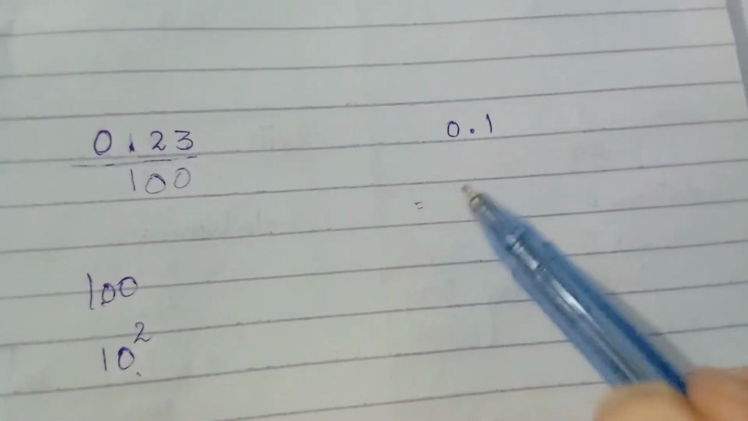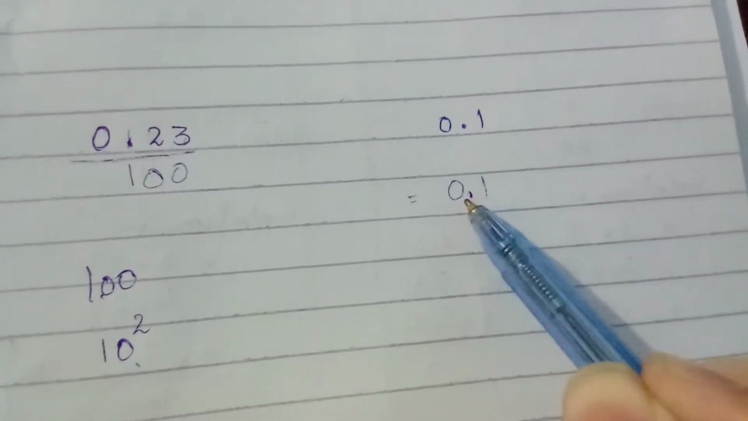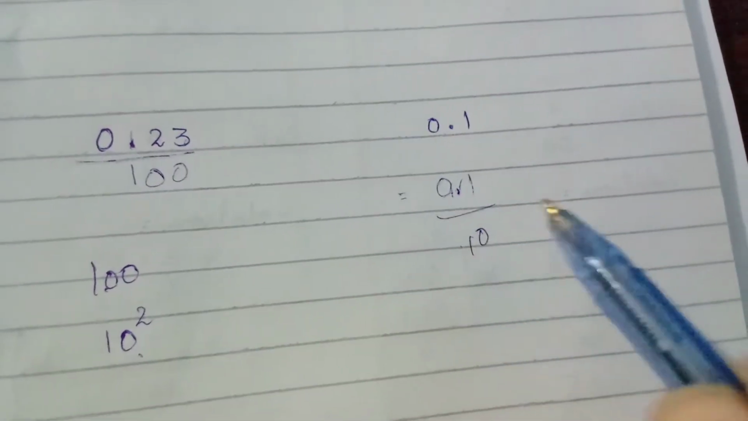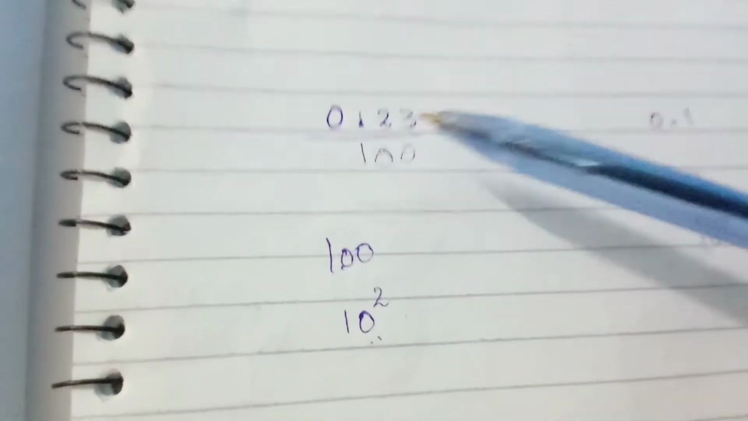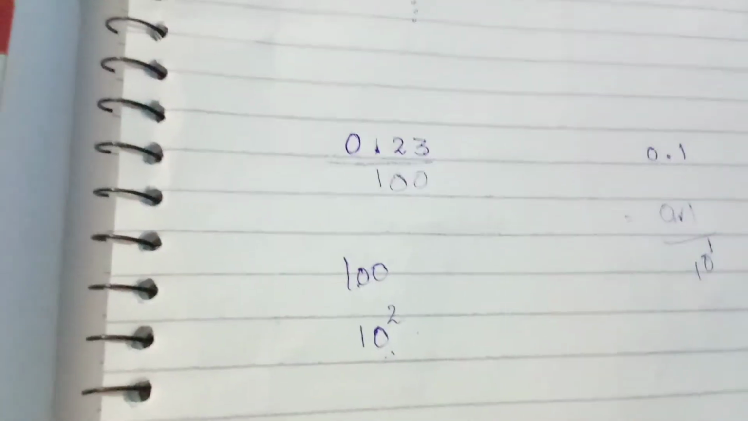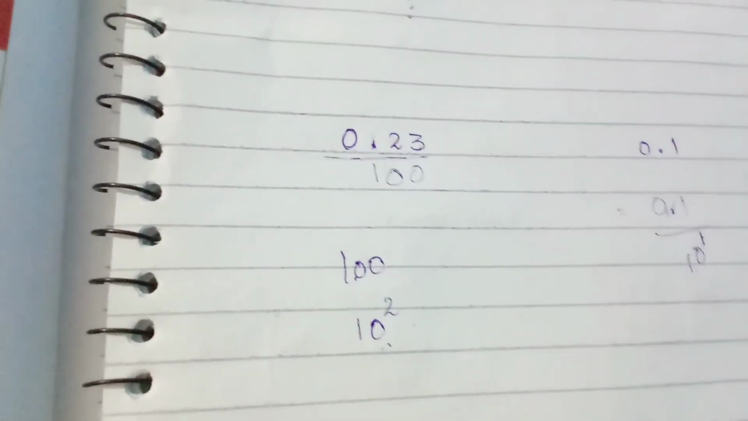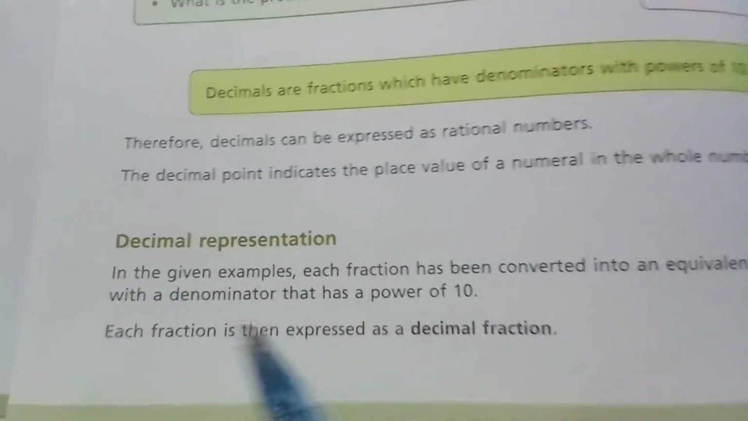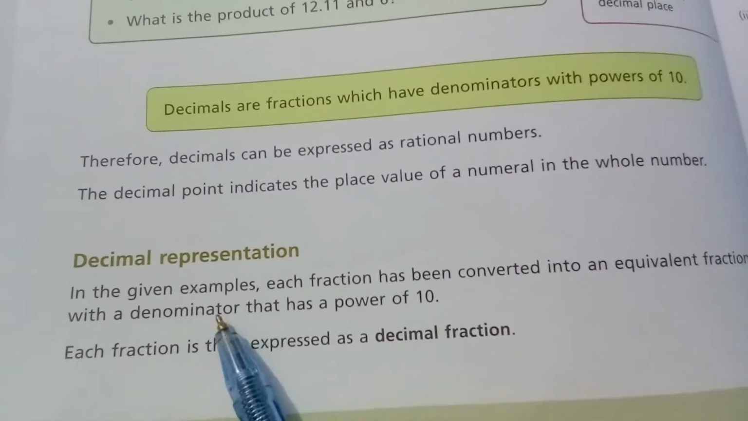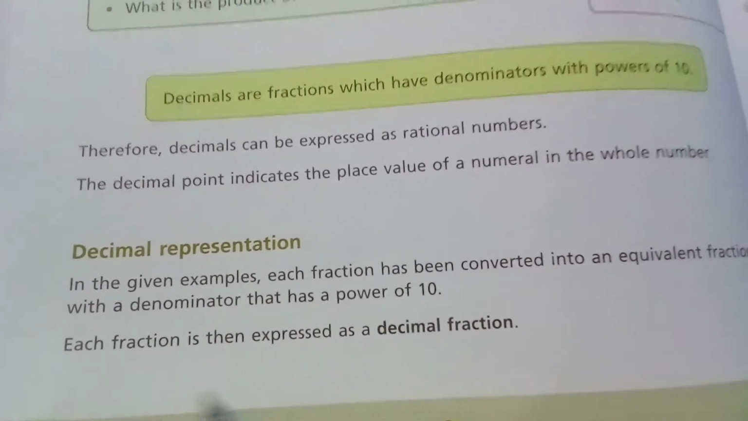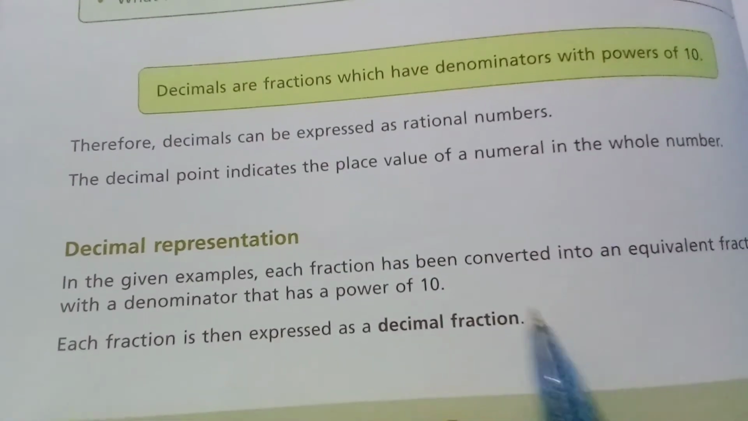0.1 we have to write like this, 1 over 10. So this is some power of 10, 10 to the power 1, and this is 10 to the power 2. So decimals are the fractions which have denominators with powers of 10, and therefore decimals can be represented as rational numbers. The decimal point indicates a place value of a numeral in the whole number. So in the given examples, each fraction has been converted into an equivalent fraction with a denominator that is a power of 10. So each fraction is then expressed as a decimal fraction.